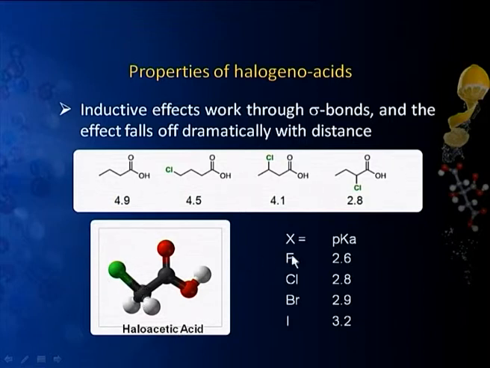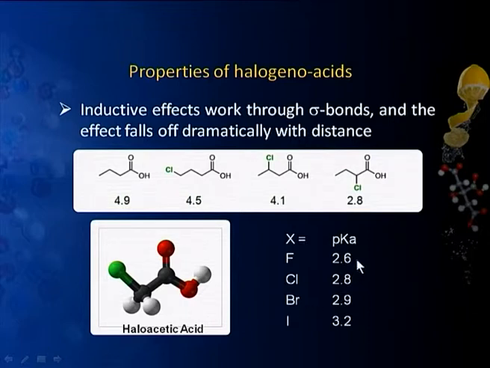If this halogen is fluorine or chlorine or bromine or iodine, then the pKa values are: fluorine 2.6, chlorine 2.8, bromine 2.9 and iodine 3.2. That shows that the inductive effect of fluorine is maximum because it is the most electronegative atom amongst these. So, fluoroacetic acid is the strongest acid, and the electronegativity of iodine is minimum amongst these.